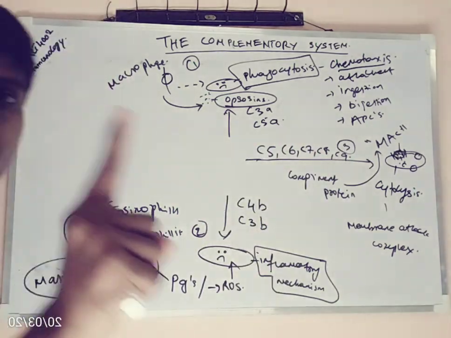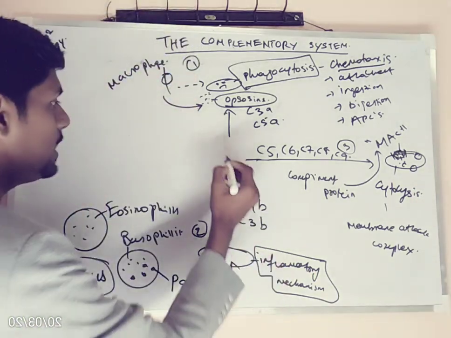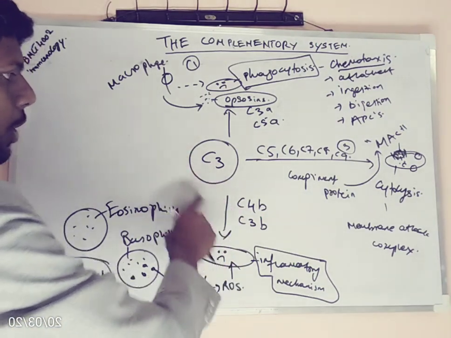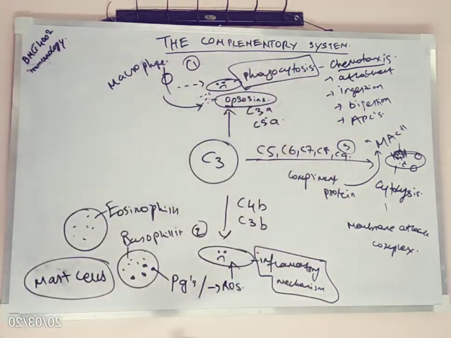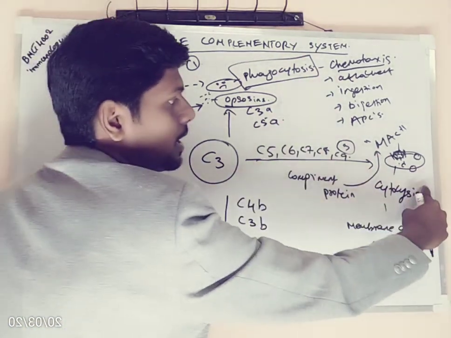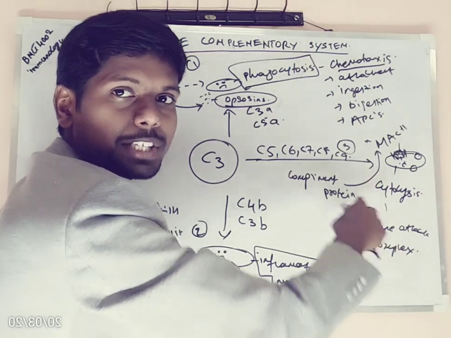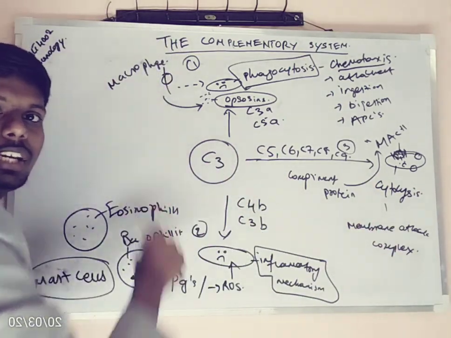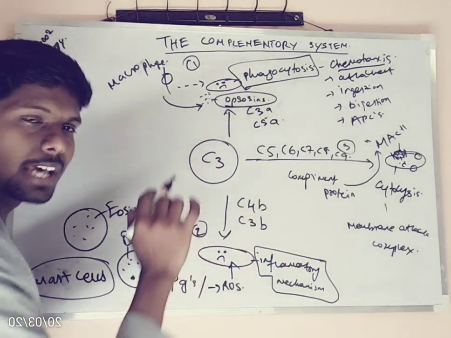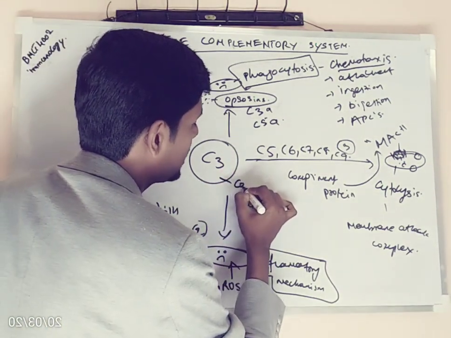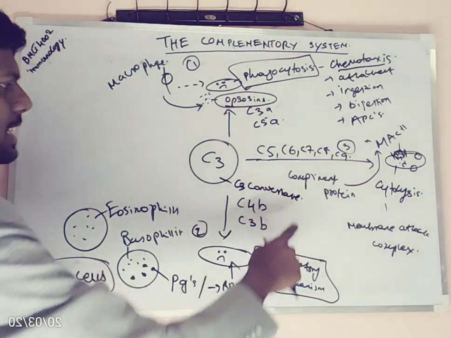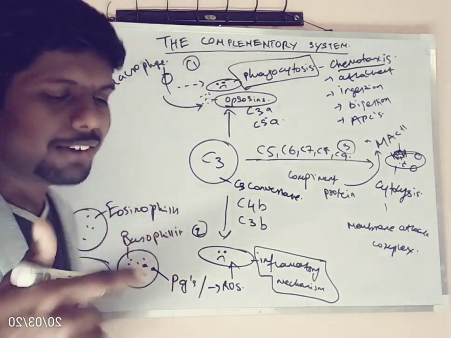So we need one important complement protein, which is C3. C3 plays a central role in activation of all these phenomena, either phagocytosis, inflammation or cytolysis. All these can be triggered by activating C3. So no matter what, we need to activate this C3. To be precise, that is C3 convertase. So we need to make C3 convertase. This C3, I will discuss later.